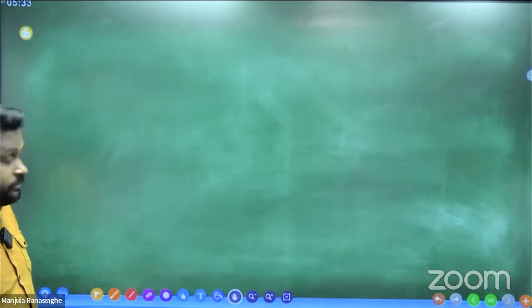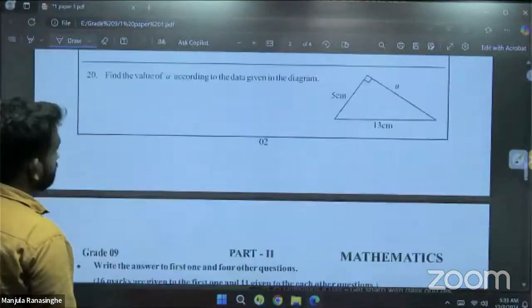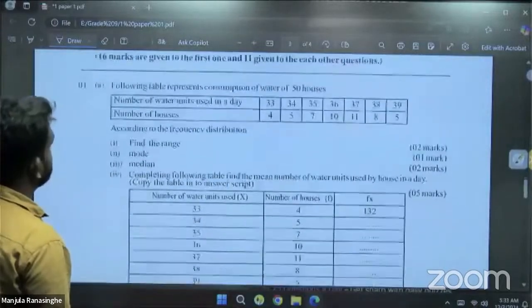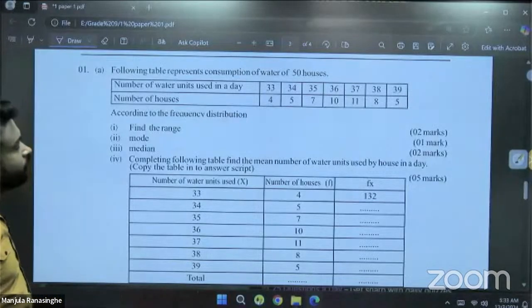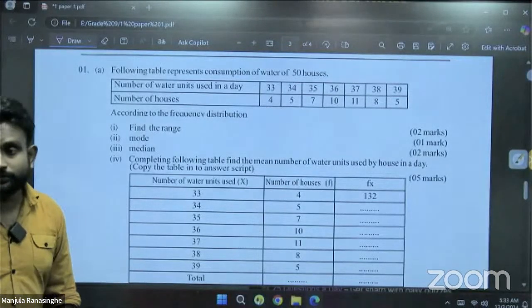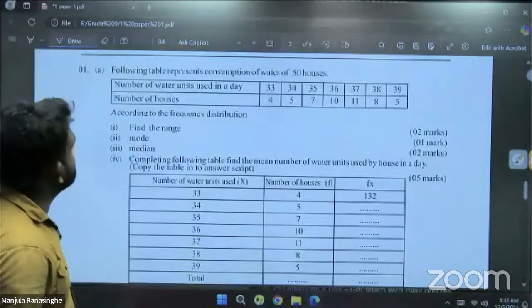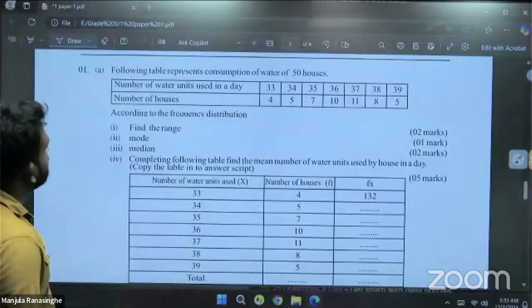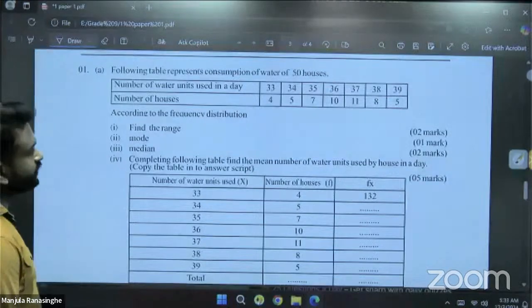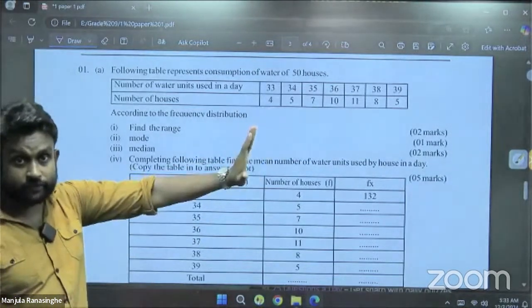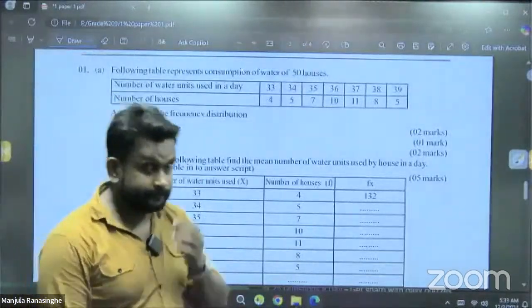The frequency distribution is the first question. You know that is mostly given here. See, the following table represents consumption of water of 50 houses, with the number of houses given. According to the frequency distribution, if the marks are given in front of that, then you can make the marks. In the previous part, each question was 2 marks.